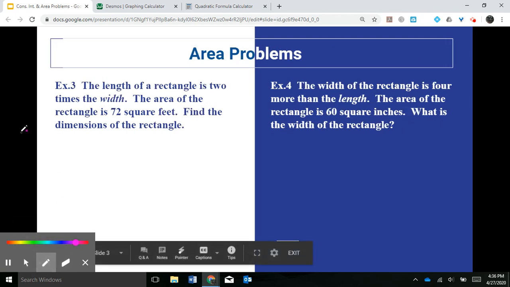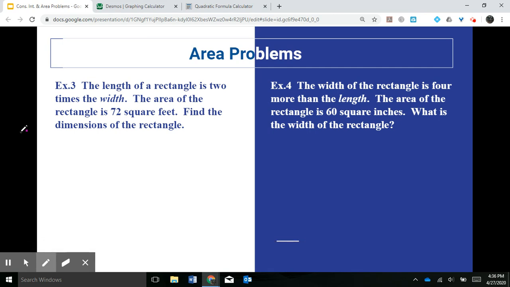All right. It says the length of the rectangle is 2 times the width. The area of the rectangle is 72 feet squared. So here they've given us some information and then they told us the area. So this is the one where we draw a rectangle. I always say that this side is my width and I say this side is my length.